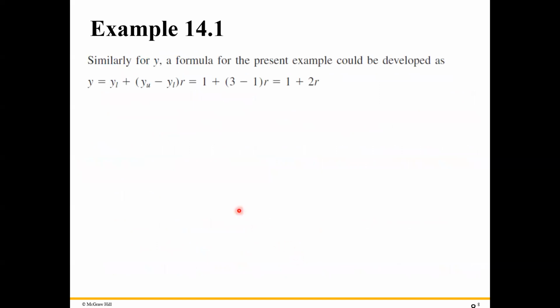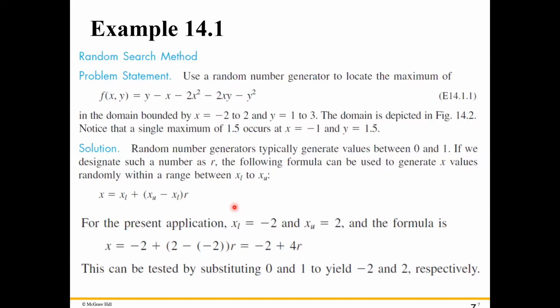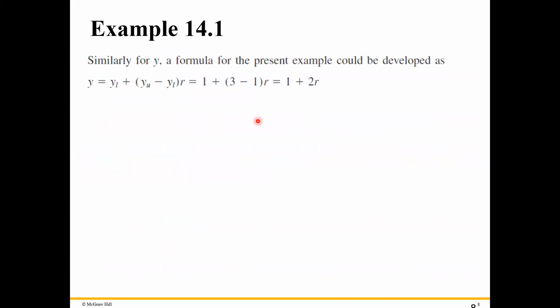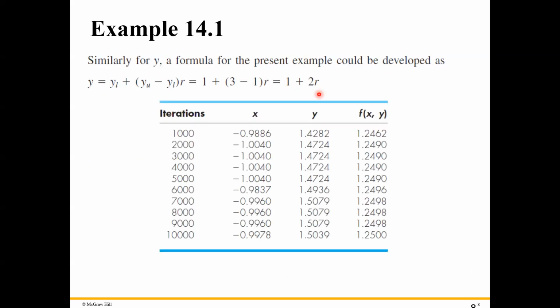The same process we can adopt for y, because now y changes from 1 to 3. So the random function for y will be 1 plus 2R, since 3 minus 1 is 2, where R is the random number. So these values can be applied randomly, and then the values of the functions can be generated, and we can get similar results.